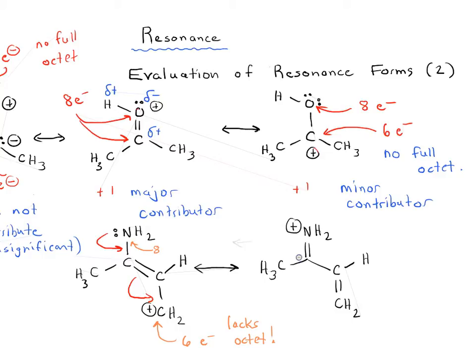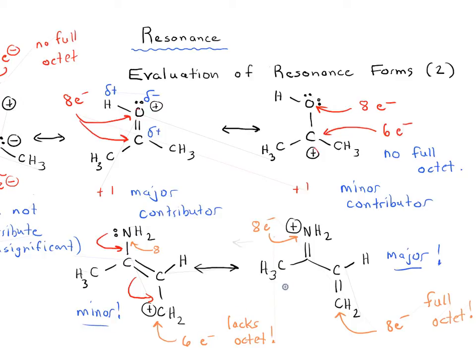Now, what about this one on the right? Well, on the right, we've got a nitrogen with 2 bonds to hydrogen, we've got 2 bonds to carbon, so this has 8 electrons. So same as before, except now it bears a formal charge of +1. And now the CH2 here also has 8 electrons around it. So it actually has a full octet. So this should be our major contributor, and this over here should be our minor.